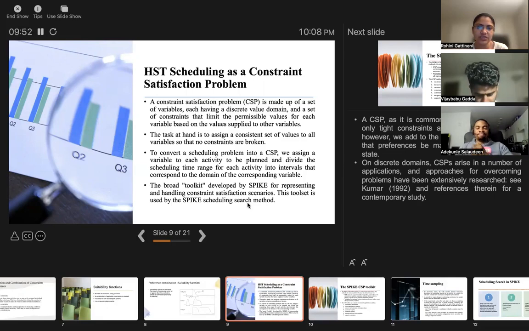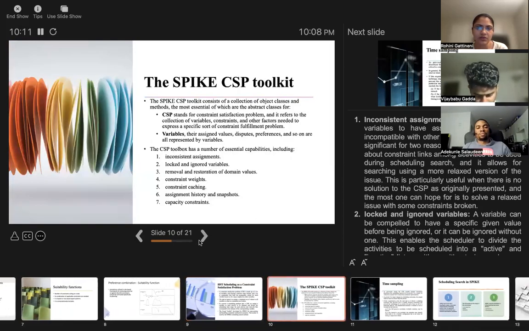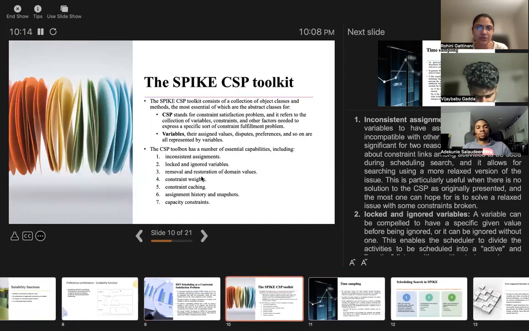And this toolset is used by the Spike scheduling search method. And this CSP is commonly expressed and considers only tight constraints and ignores preferences. However, we can add to the problem the requirement that preference be maximized in the solution state. Now let us look into the Spike CSP toolkit.